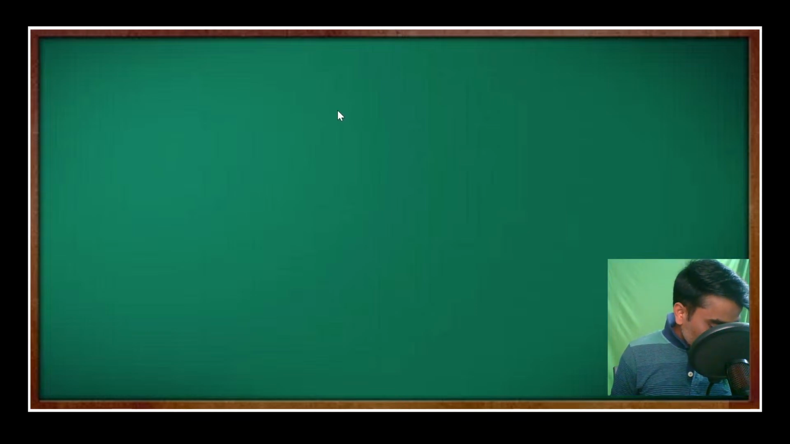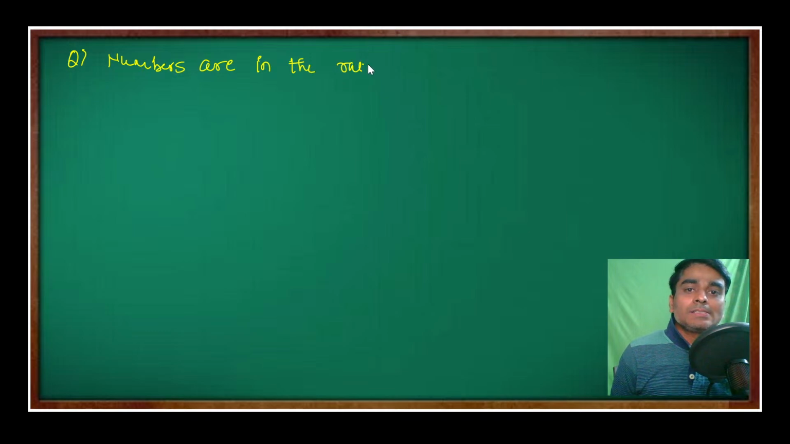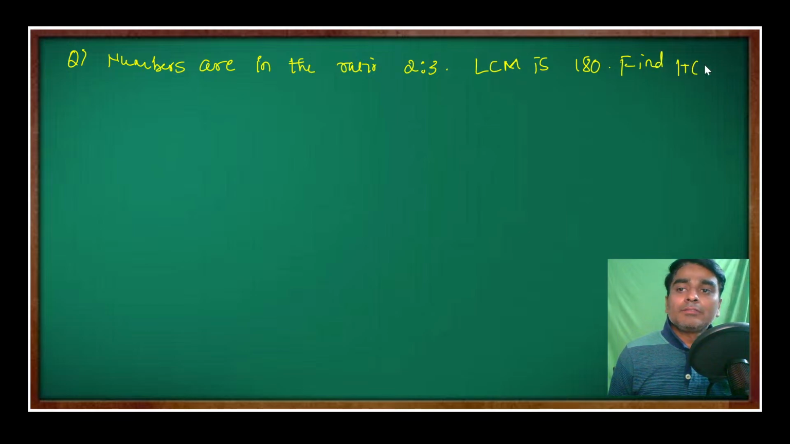So the first question is: the numbers are in the ratio 2:3. LCM is 180. Find HCF.